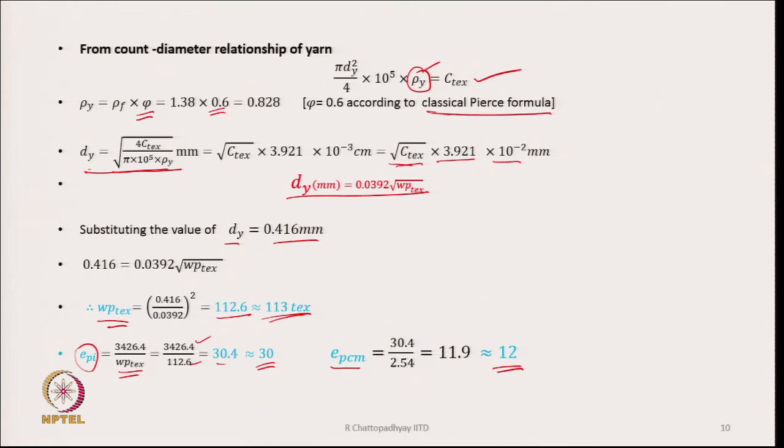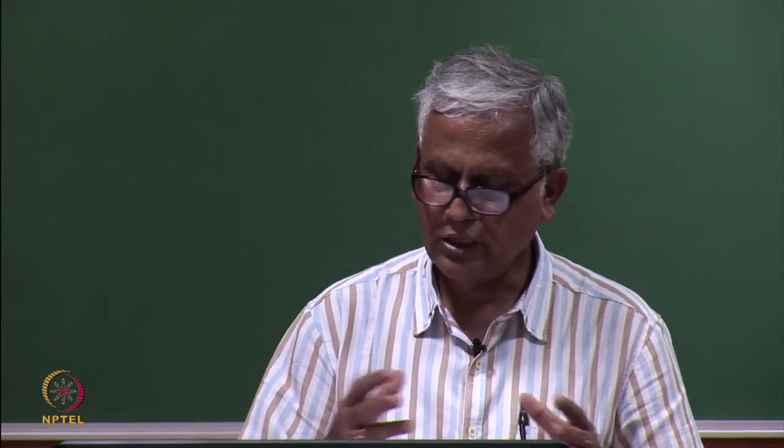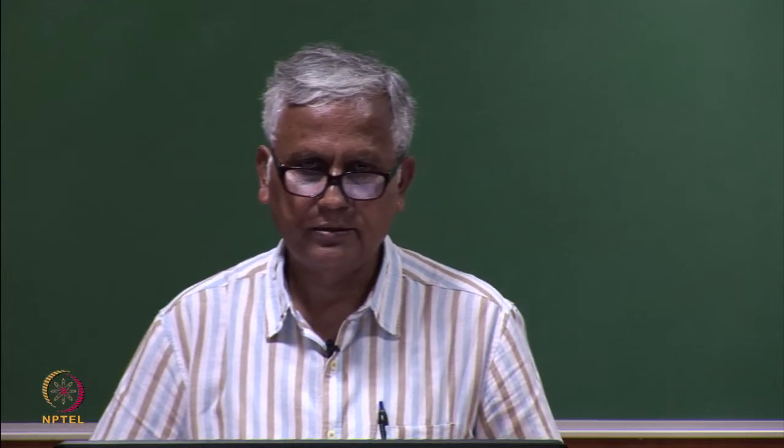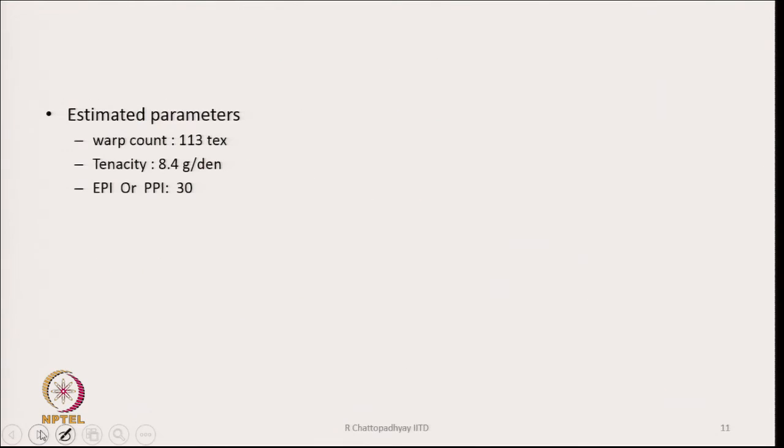So, based on certain assumptions, we are in a position to estimate certain parameters, and these are initial estimates, they are not the final estimates. Now, with these estimates we can think of making a fabric and studying whether it is meeting the requirement of strength and GSM or not. If not, we have to start modifying these parameters. So, initial estimations can be done following this methodology.